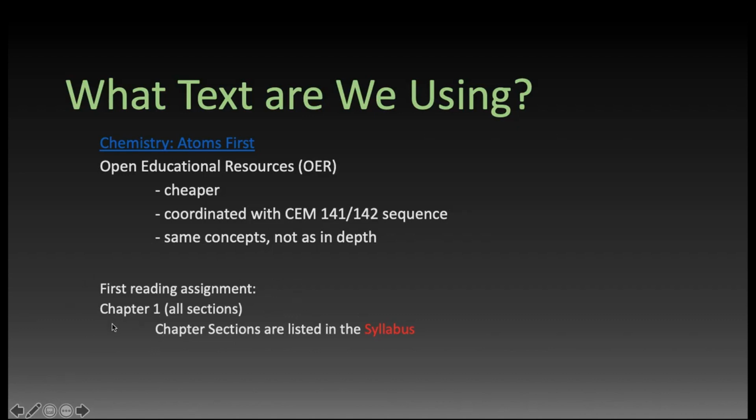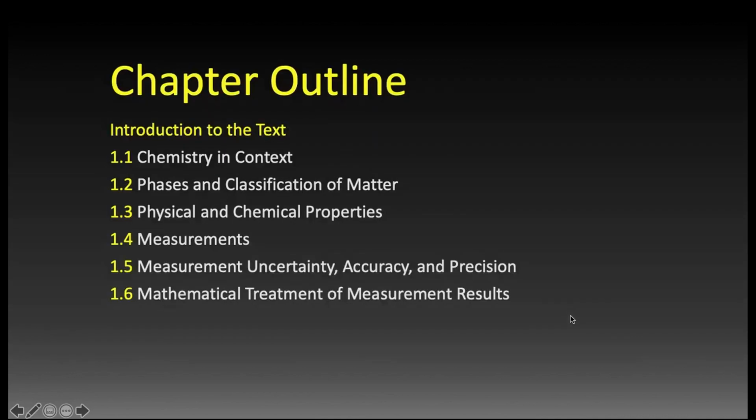Obviously, the first reading assignment is chapter 1, all sections of chapter 1. All the sections that you will need to read are listed in the syllabus. If you print out the syllabus, which I highly recommend, there's a schedule for the lecture and lab. It's a tentative schedule because it sometimes changes, but it's a schedule that we're going to try to adhere to for the class. So print it out, and all the chapter sections that you need to read are listed in there. That will be very helpful for you.